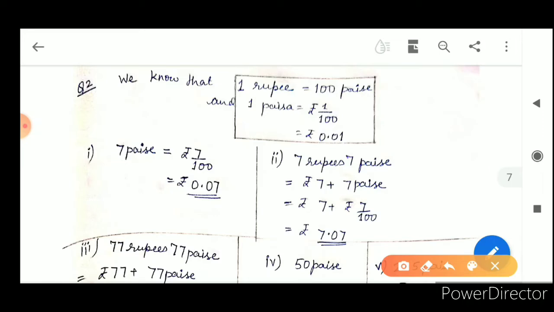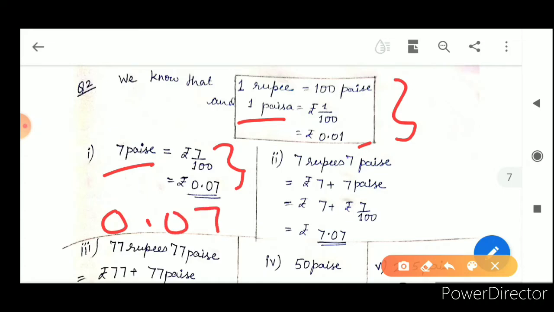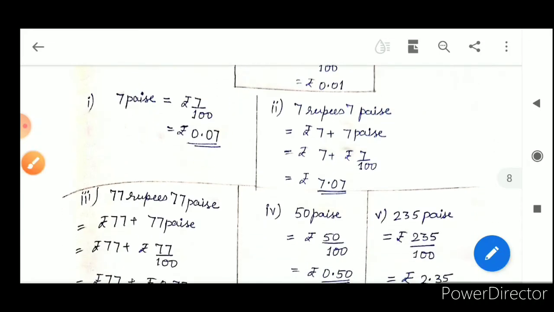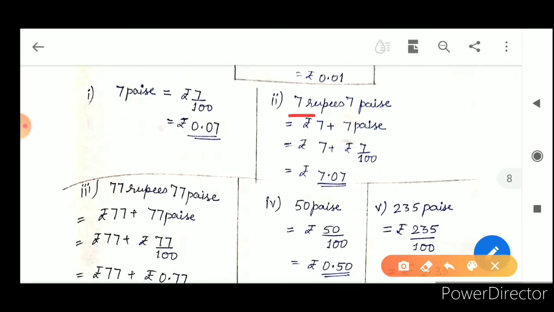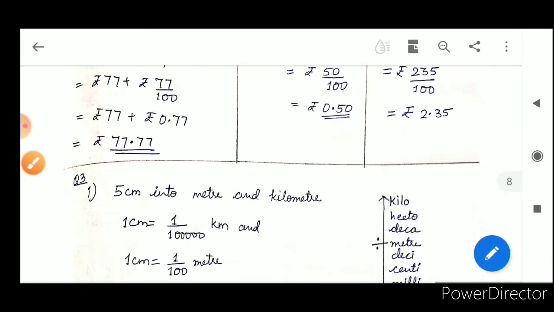In question number 2, we need to convert rupees into paise and paise into rupees. So what we need to do, 7 paise is equal to 7 by 100 rupees. So once you convert it into decimal, it will become 0.07. Okay, decimal conversion you have already seen. Now here in the second part, 7 rupees 7 paise is given, and we have to convert only the paise portion into rupees. So rupees will remain the same, 7 will be divided by 100, so your answer will be 7.07. And similarly in the rest of the parts you will do the same thing.